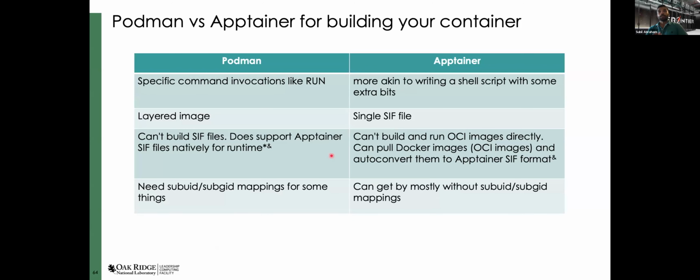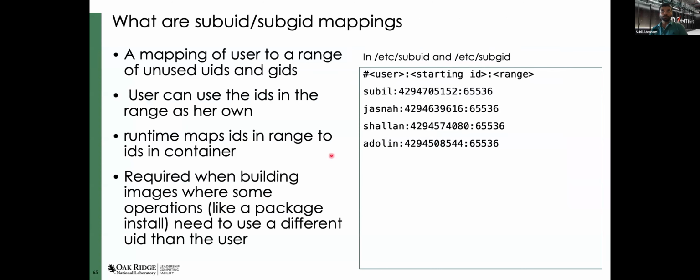So another thing that you'll potentially encounter is the need for sub-UID and sub-GID mappings, if you want some build capabilities with Podman, which is not really required for Apptainer. So what are sub-UID, sub-GID mappings?